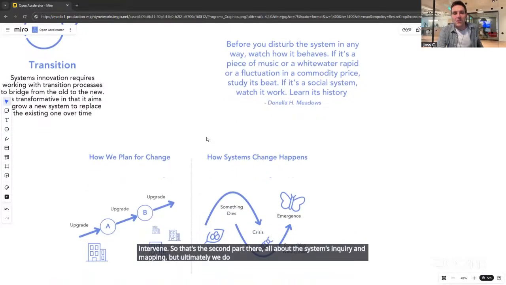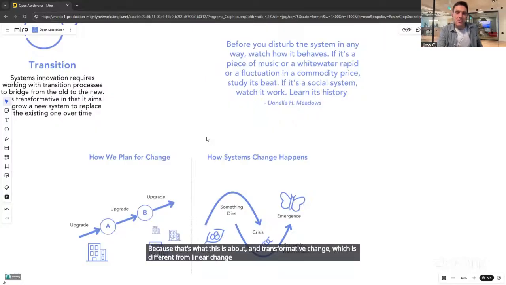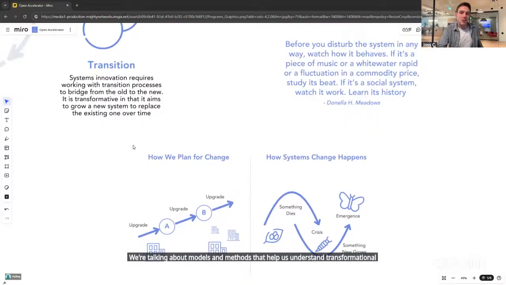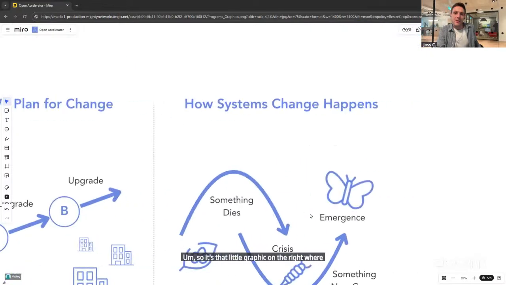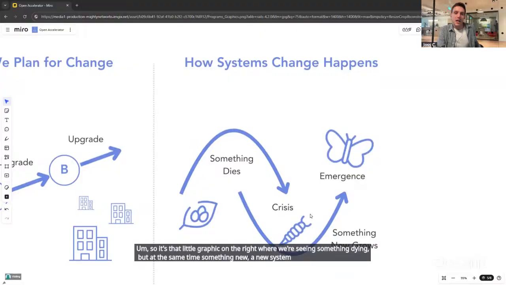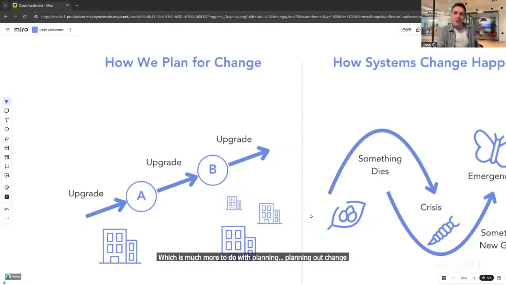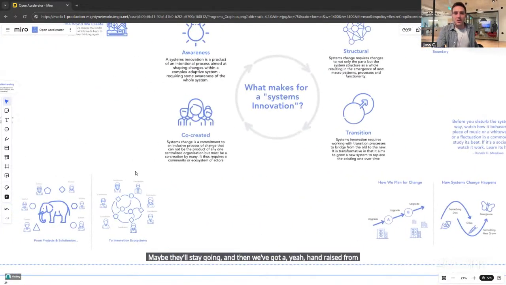But ultimately, we do need to think about change, because that's what this is about, and transformative change, which is different from linear change. So we talk about transition design here. We're talking about models and methods that help us understand transformational change, which is not incremental. It's this simultaneous growth and decay, where you get the collapse of systems and at the same time new ones emerging. So it's that little graphic on the right, where we're seeing something dying, but at the same time a new system being born. And how can we understand that kind of change process, instead of the one on the left, which is the one we're normally thinking about, which is much more to do with planning out change, and which doesn't help us very well when it comes to transformation. Maybe I'll stay going, and then we've got a hand raised from Yami, but I'll just finish here.